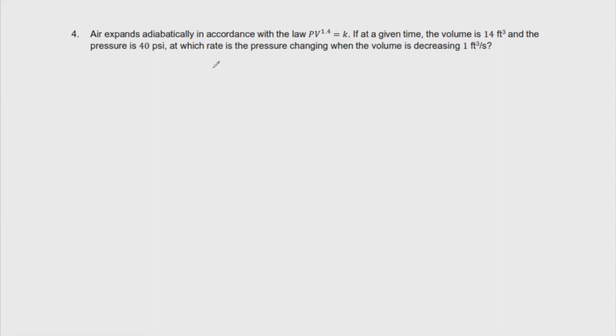So basically, if we have a pressure and a volume, and you raise that volume to a certain degree, that's 1.4, the product will always be constant. For example, if you select a certain pressure, let's say 40 psi, and then the equivalent volume raised to 1.4 will always be constant. And that's how it works. The K here means that it is always constant. And the question is, what is the rate at which the pressure is changing when the volume is decreasing at 1 cubic feet per second?